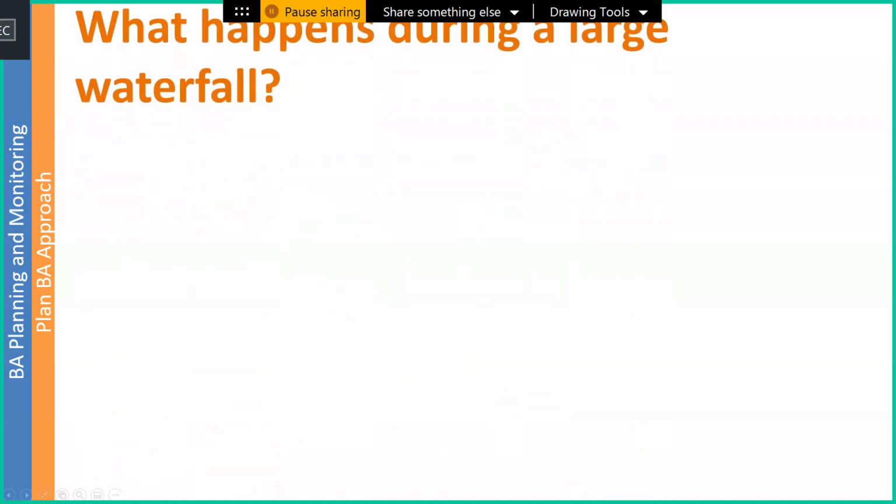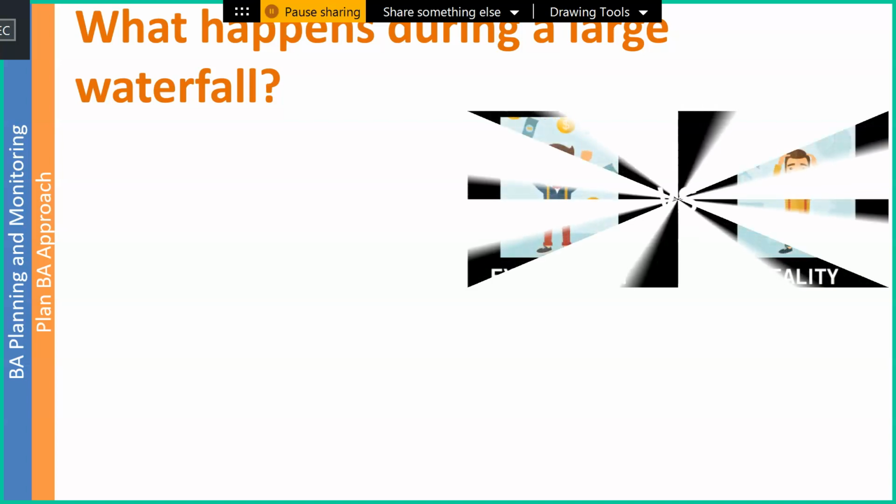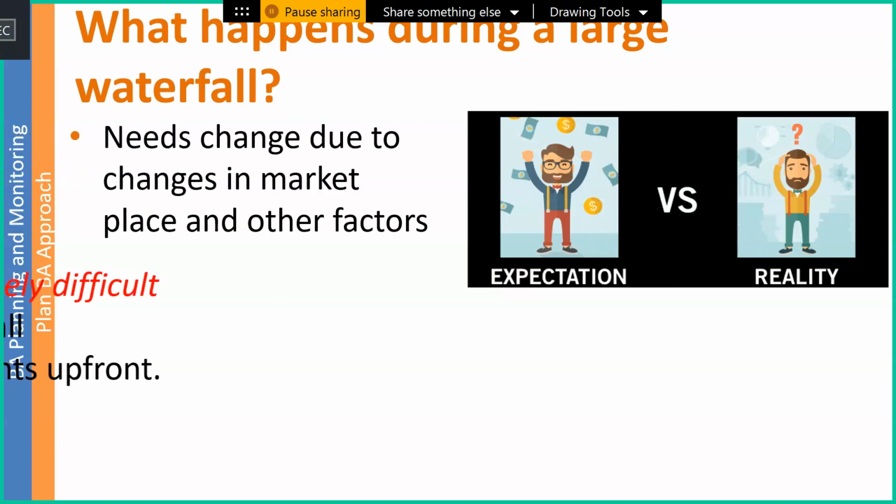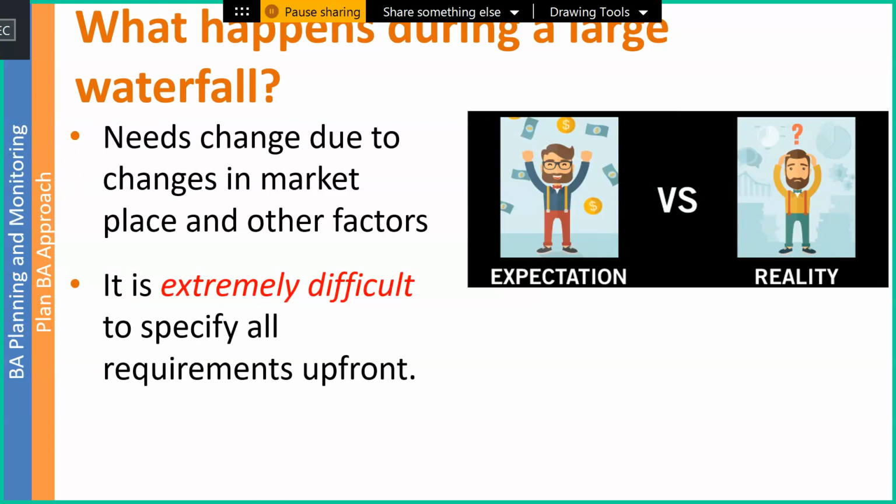And we'll talk a little bit more about what that means. So a large waterfall project, which is what the BABOK refers to as predictive. We are often dealing with, by the time, well, I think it depends on how large the change is that we're addressing, right?